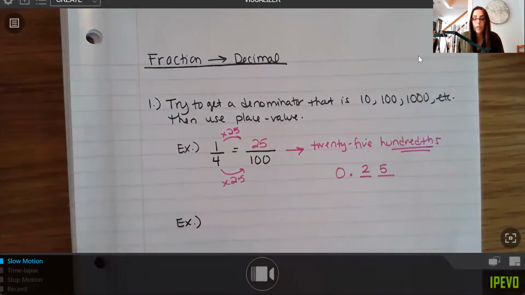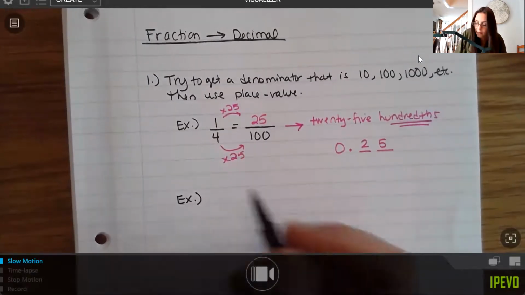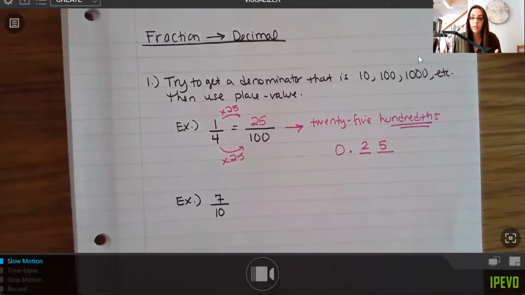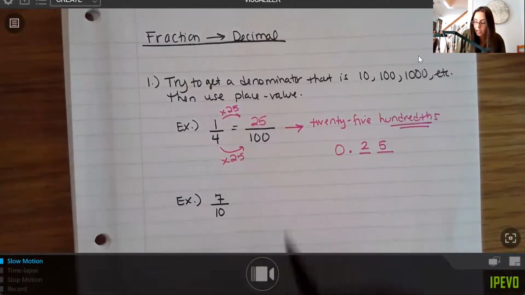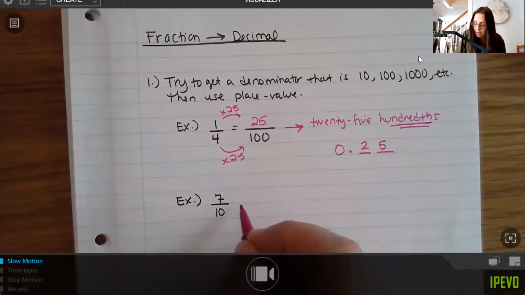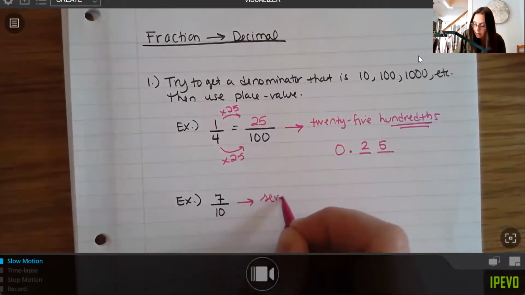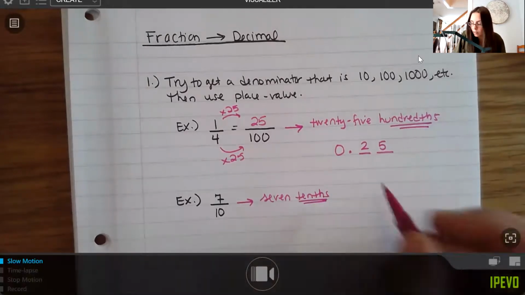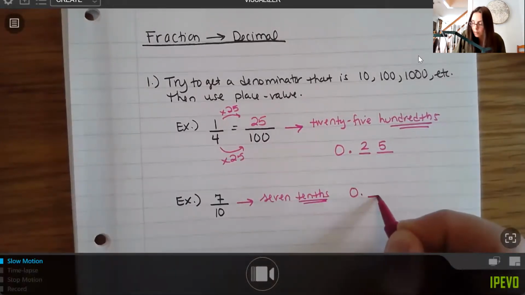Let's do another example. So maybe I have something that's already in that form. Maybe I have 7 over 10. So it's already in a fraction that has a base of 10. Well, we can just read this, right? I would read this as 7 tenths. Well, the tenths position is 1 spot out, so I just put the 7 there.